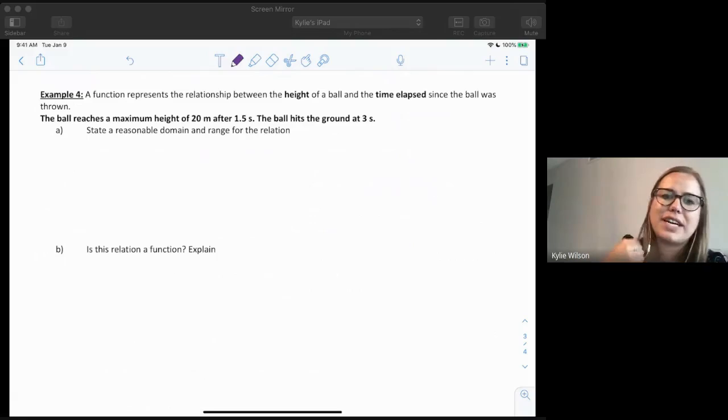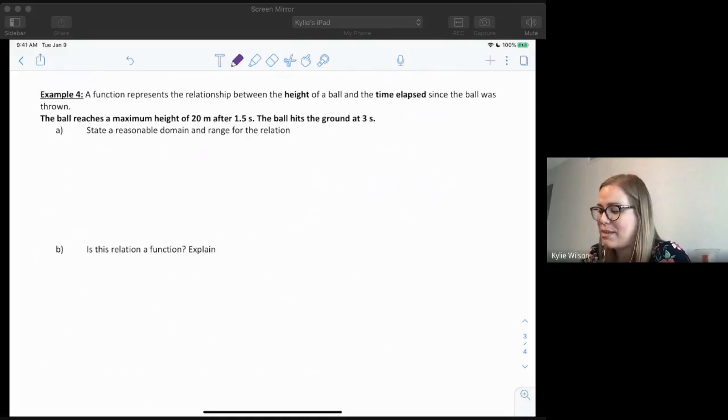We're almost done. This is a little bit long, but we're going to do the last one together. So a function represents the relationship between the height of a ball and the time elapsed since the ball was thrown. The ball reaches a maximum height of 20 meters after 1.5 seconds, and the ball hits the ground at 3 seconds. So what we need to do is state a reasonable domain and range for the relation. In order to get a better understanding of the situation, I'm going to start by drawing a little diagram.